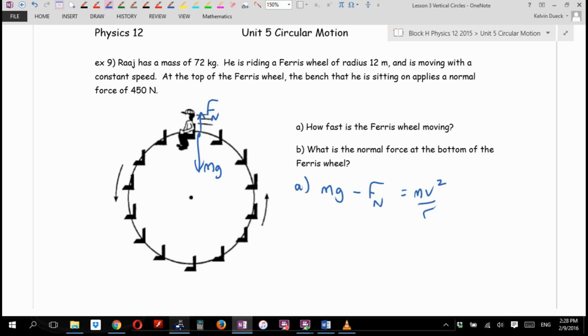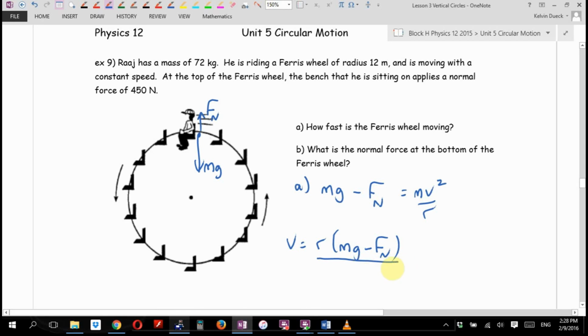I guess it's going to be times by r divided by m, square root. That's not too hideous. v is going to be the square root of mg minus Fn, all of that times by r, and then divide by m. That would give me v squared, square root. I can do that.